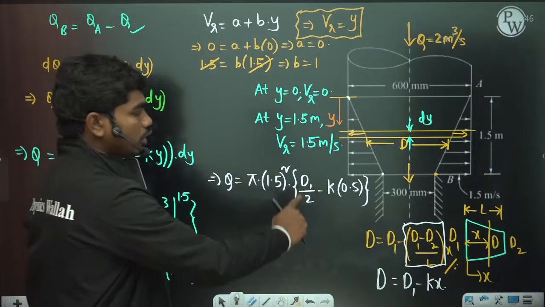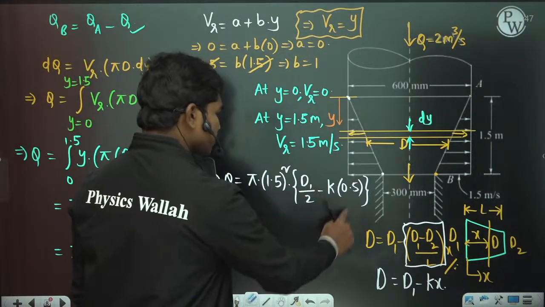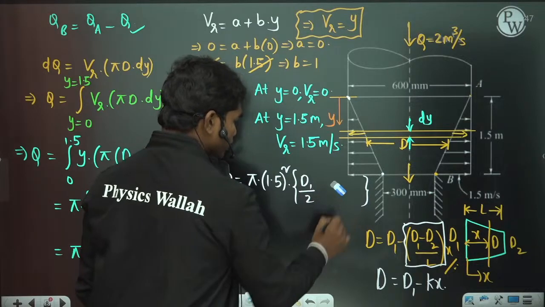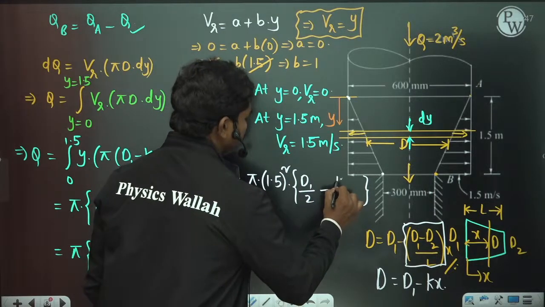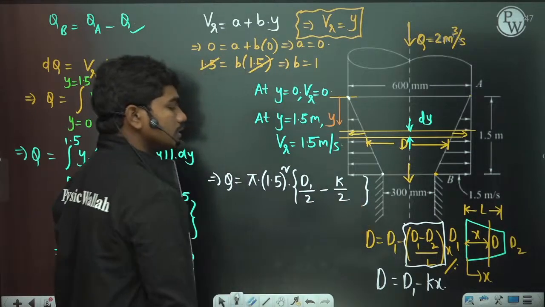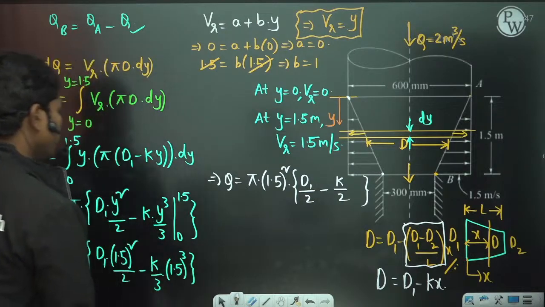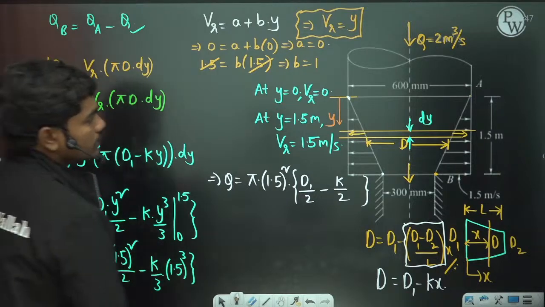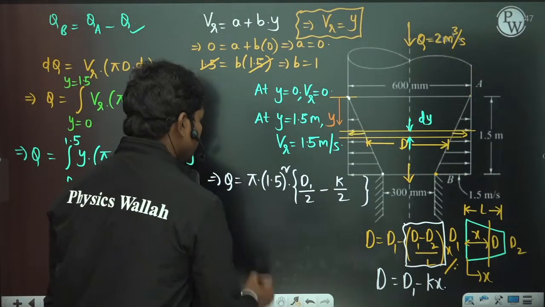So what is the value of k? K value is nothing but k by 2 actually. So this k into 0.5 is nothing but k by 2. We can write that as d1 by 2 minus k by 2. Okay, so what is k value? k is D1 minus D2 by L. So what is D1 minus D2 by L? Let us write the k value here.